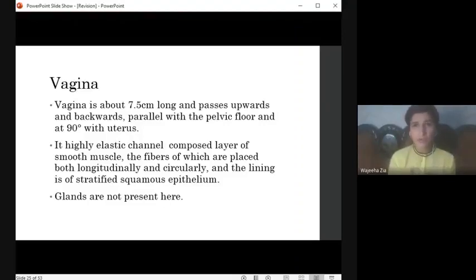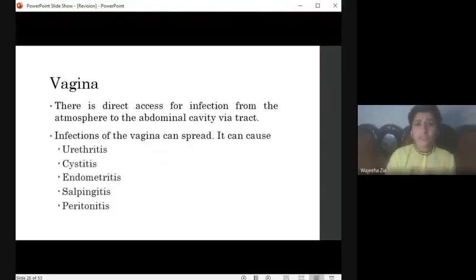That stratified squamous epithelium allows the secretion of different kinds of exudate, different kinds of secretion. But these secretions are not from glands, and are not hormones. So the vagina has secretion, but not hormones. There are no glands present in the vagina.